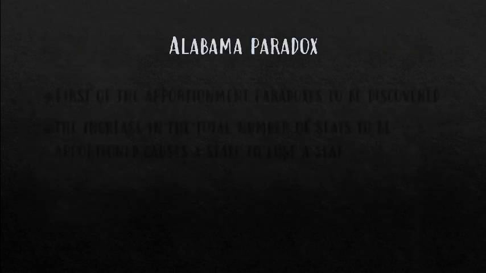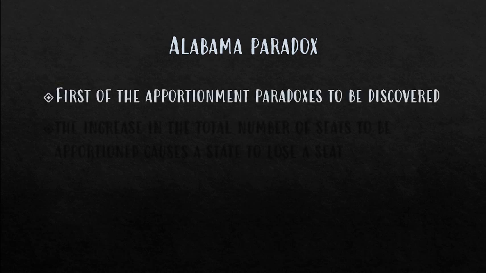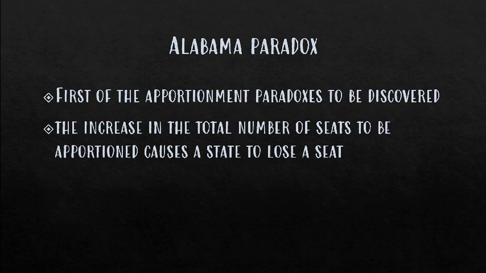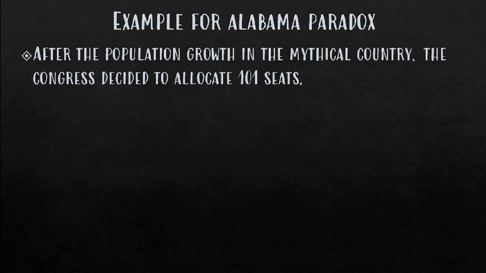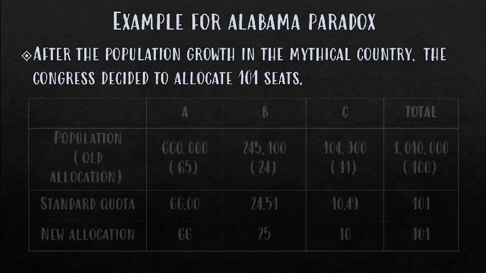Next is the Alabama paradox. It is the first of the apportionment paradoxes to be discovered. It states that an increase in the total number of seats to be apportioned causes a state to lose a seat. For example, after the population growth in the mythical country, the Congress decided to allocate 101 seats.